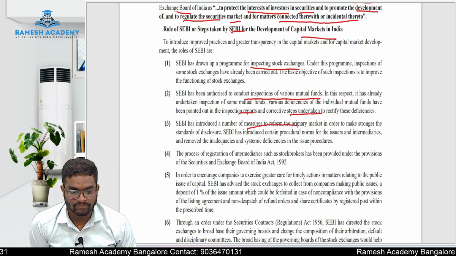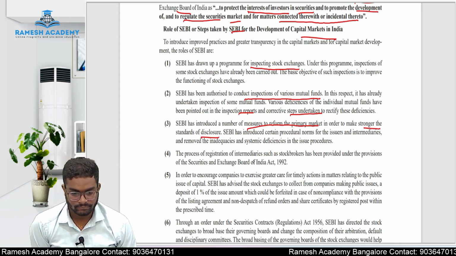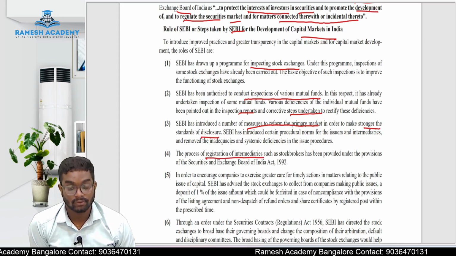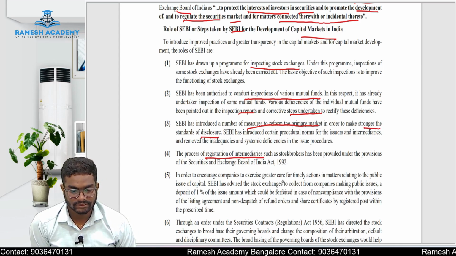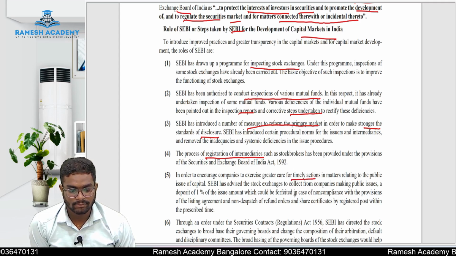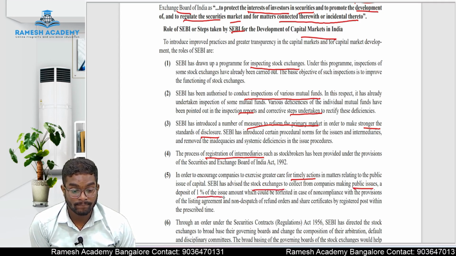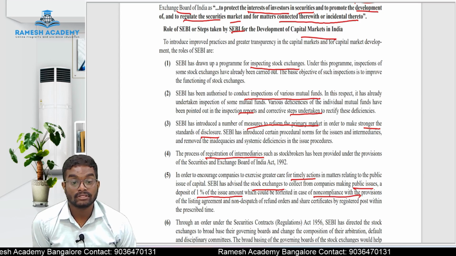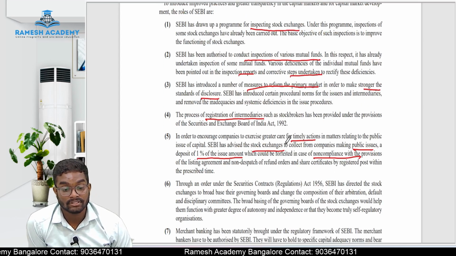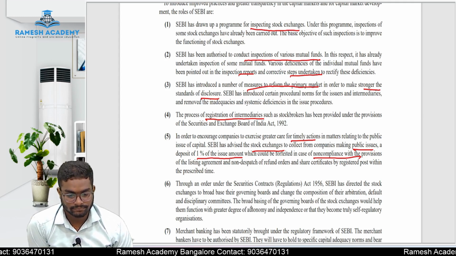Then measures to reform the primary market in order to strengthen standards and disclosure. Then registration of intermediaries, that is also a role of SEBI. In order to encourage companies to exercise greater care and timely action in matters relating to public issue of capital, SEBI has advised stock exchanges to collect from companies making a public issue a deposit of 1% of the issue amount, which could be forfeited in case of non-compliance.